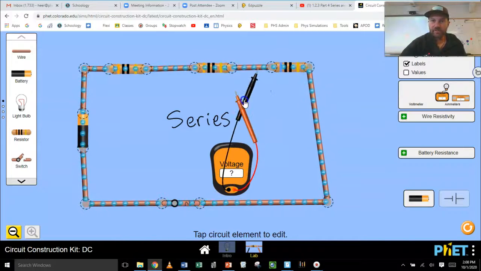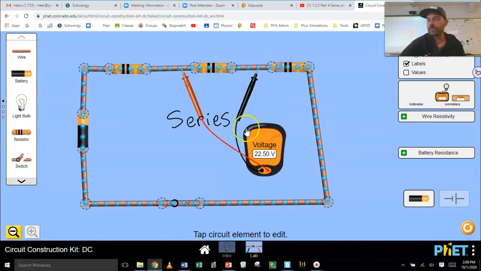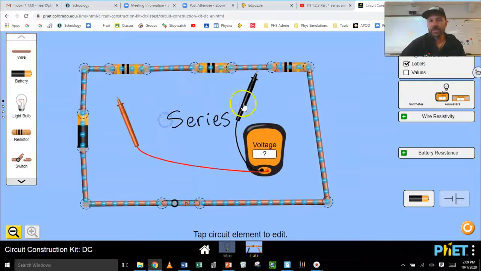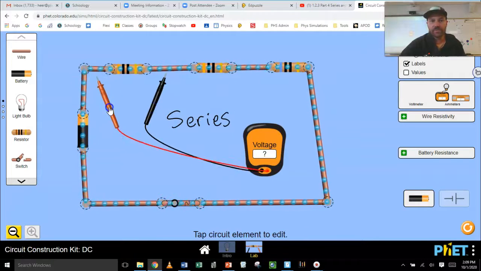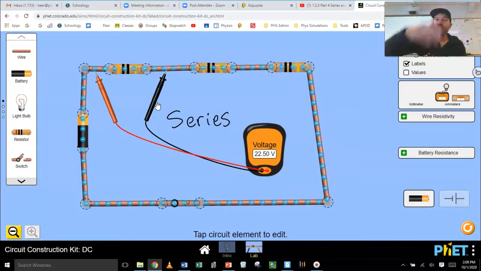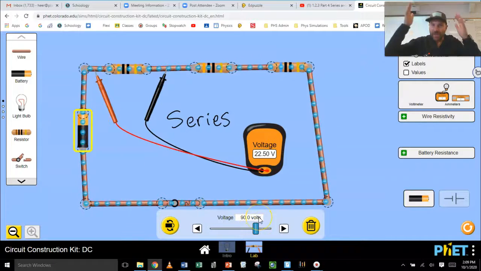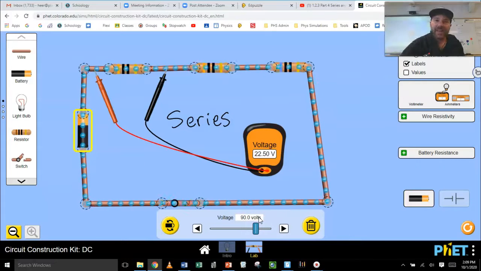Now, if I go on the one that's got less of a kink, it's only 22.5. And if I go here, it's also 22.5. So my pressure goes down. But if I add all the pressures up, 22.5 plus 22.5 is 45, and 45 plus 45 equals 90 volts. So my pressures are going to get divided in a series circuit.